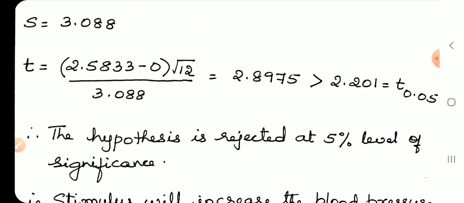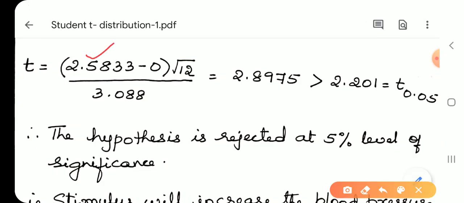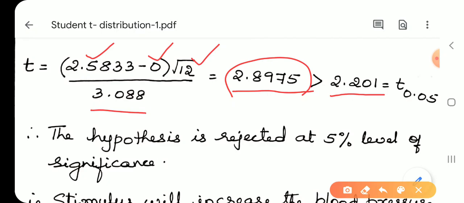That is, t is equal to x bar minus mu by s into square root of n. So x bar is written here, mu we have taken as 0, and we have just found s, the value of n is 12. Substitute all the values, simplify it, you get the value as 2.8975. I told you we will compare the value we have got with the standard value in the table. Here in the table the value is already given to be 2.201. Since the value we have got is greater than the table value, then what will we decide?